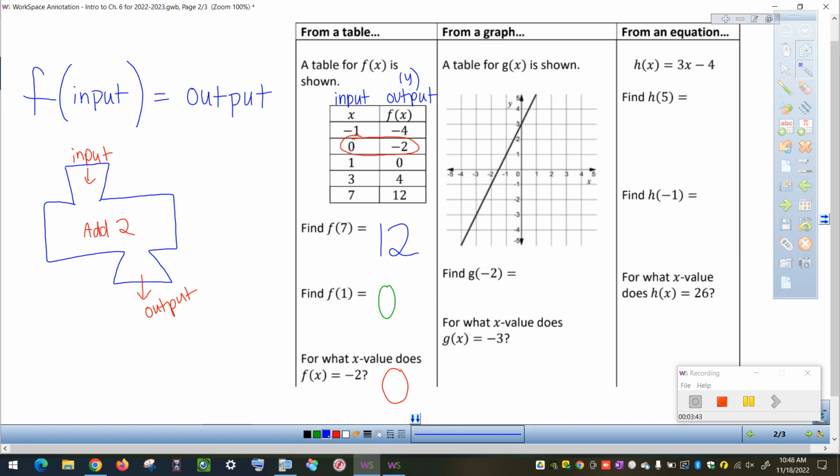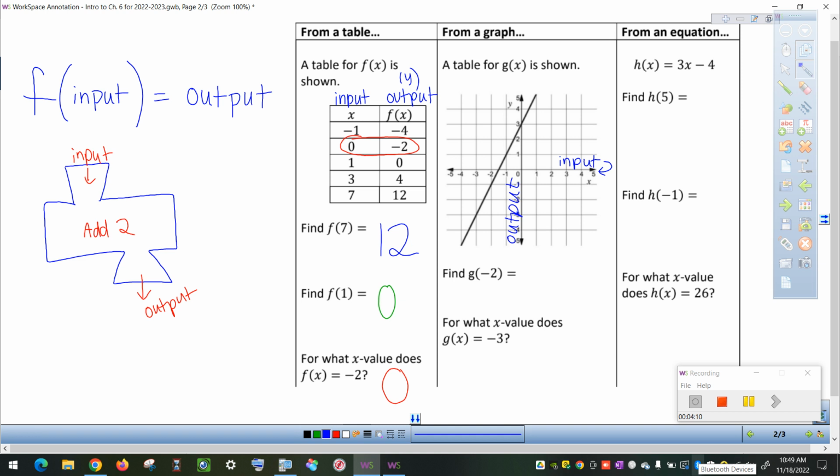Next, from a graph, we're going to start again with some labeling. We always put our inputs on the x-axis. So let's go ahead and label input on the x-axis, and then the outputs go on the y-axis. If you have room on the top, that's where I would probably like to write. I don't think I have room, so I'm just going to put it down below. That's where the outputs go.